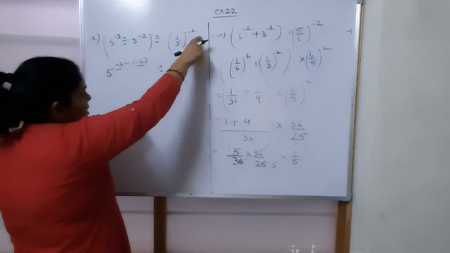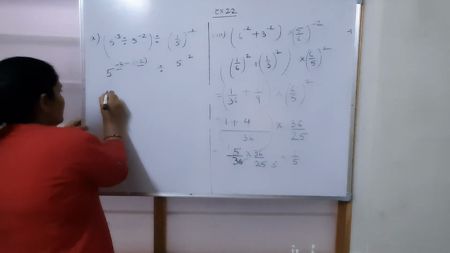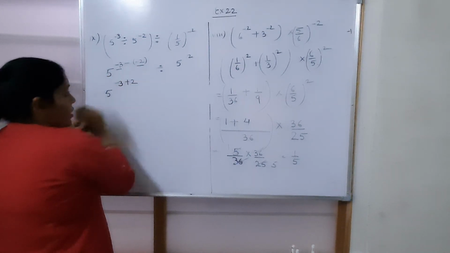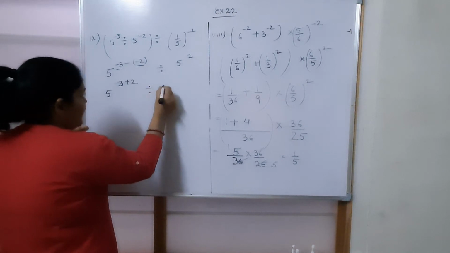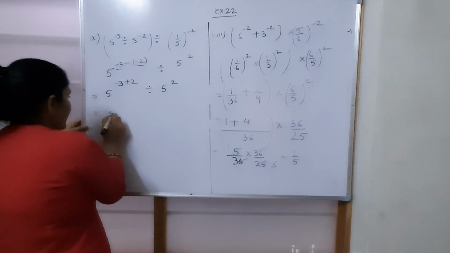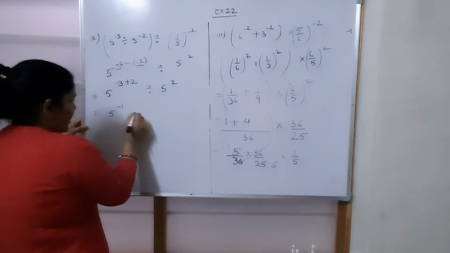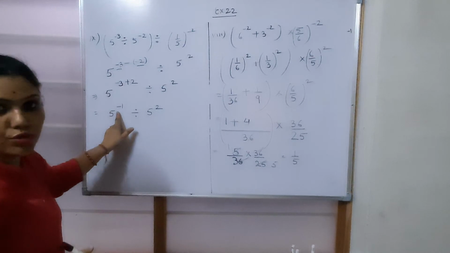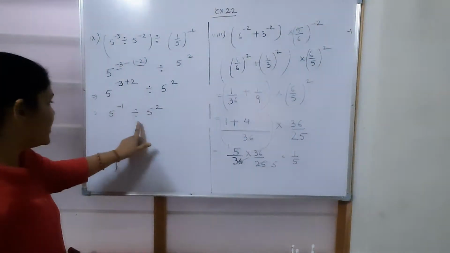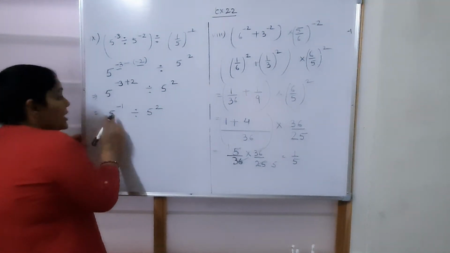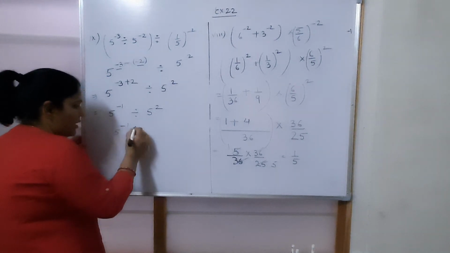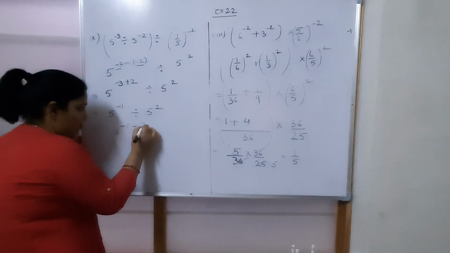Divided by, to make it positive, I have just taken the reciprocal of the base. So this is going to be 5 raised to the power minus 3 minus minus 2, which is plus 2, divided by 5 raised to the power 2. So this is going to be what? 5 raised to the power minus 1 divided by 5 raised to the power 2. Minus 3 plus 2 is going to be minus 1. Division sign is there, 5 raised to the power 2. Now, division sign is again there, bases are same, so powers will be subtracted. So first power, then put minus sign, and the second power, which is 2.